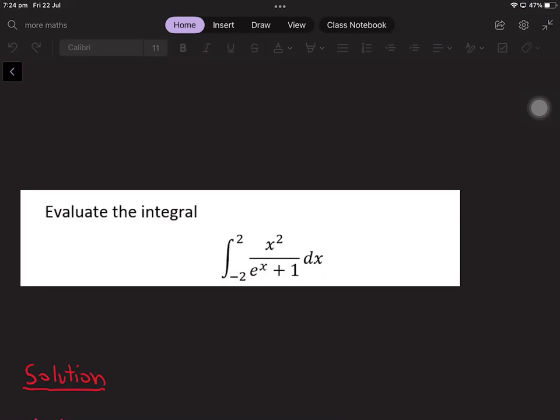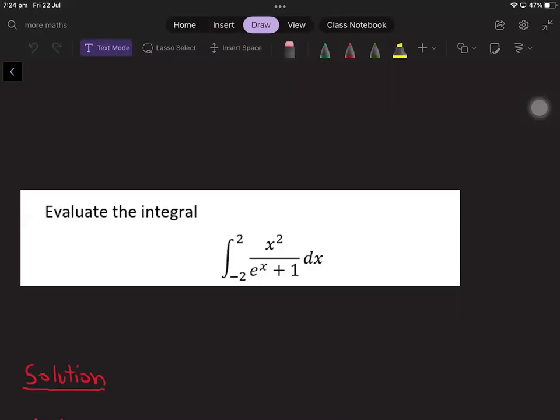In this video, we'll be having a look at the following integral. We have to evaluate the integral of x squared over e to the x plus 1 dx from -2 to 2. So this is a definite integral. If you like, you can pause the video and have a go at the problem on your own before having a look at the solution.